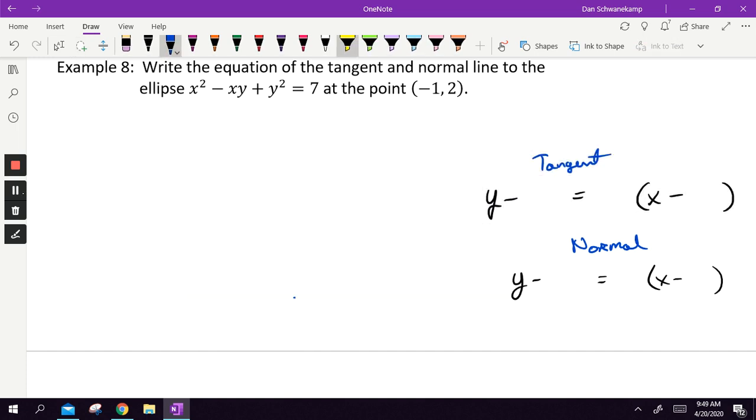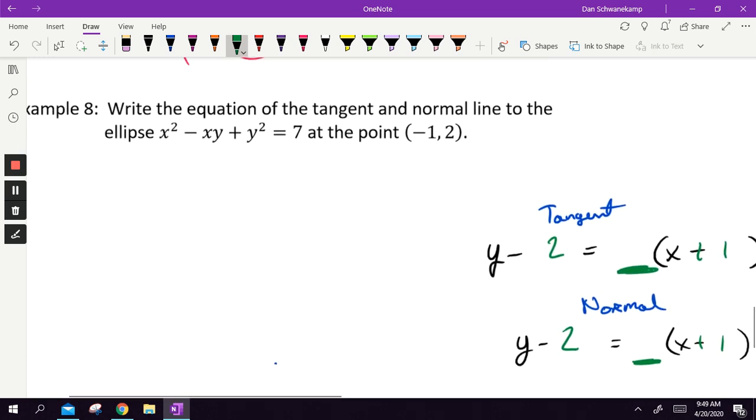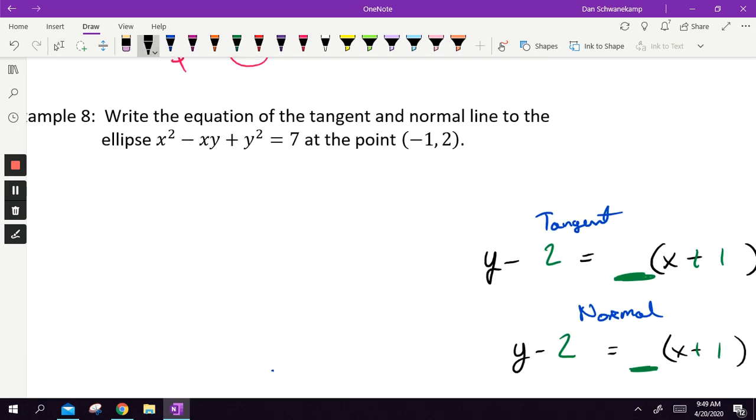I'm at this point, negative 1, 2. So I'm at negative 1, 2. There's my setup. All I need to know is the slope. If I know these slopes, I'm done. So write the equation of the tangent line and the normal line. I need to know the slope. I need to know the derivative. So let's find the slope.